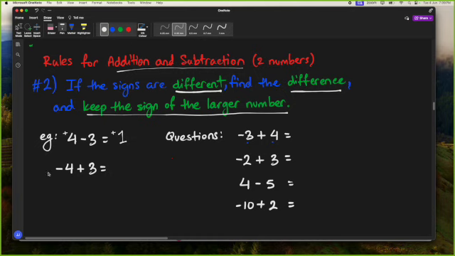In this case here, I can see the signs are different. The 4 has a negative, the 3 is positive, so the signs are different. If the signs are different, you find the difference. So the difference between 4 and 3, Tony, is 1. But then which sign do I keep? Do I keep the positive or the negative sign? Well, I'll keep the sign of the larger number. So 4 is the bigger number here, so I will keep the negative.